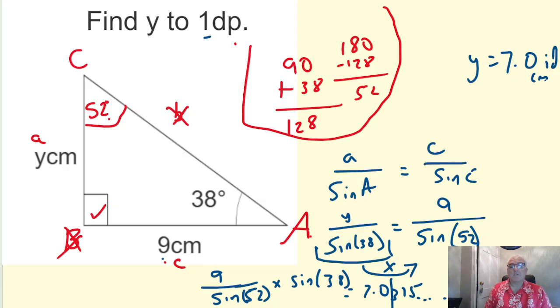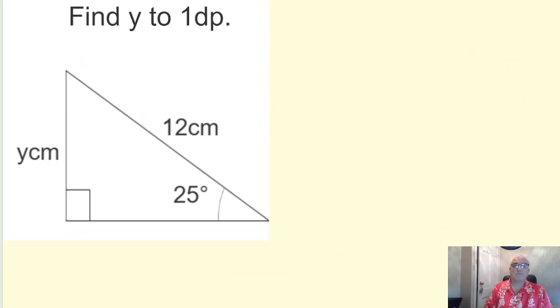Okay, so the sine rule can be used for any triangle to find the side, or you can use SOHCAHTOA, but that's relying on you picking the right ratio. So here's the next one. Pause the video, use whichever one you want to use, whether you want to use SOHCAHTOA or the sine rule, and then see how you get on.